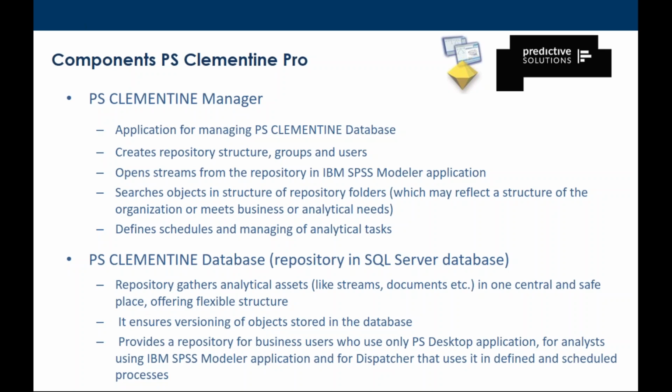The PS Clementine repository itself is where we archive and control and store these assets, and allows versioning of the objects stored within the database. So you can mark an object as important, for example, to say this is my main version of this object, whereas other versions of the object, such as a stream, might just be development, or where you're doing a test or an experiment at some point.